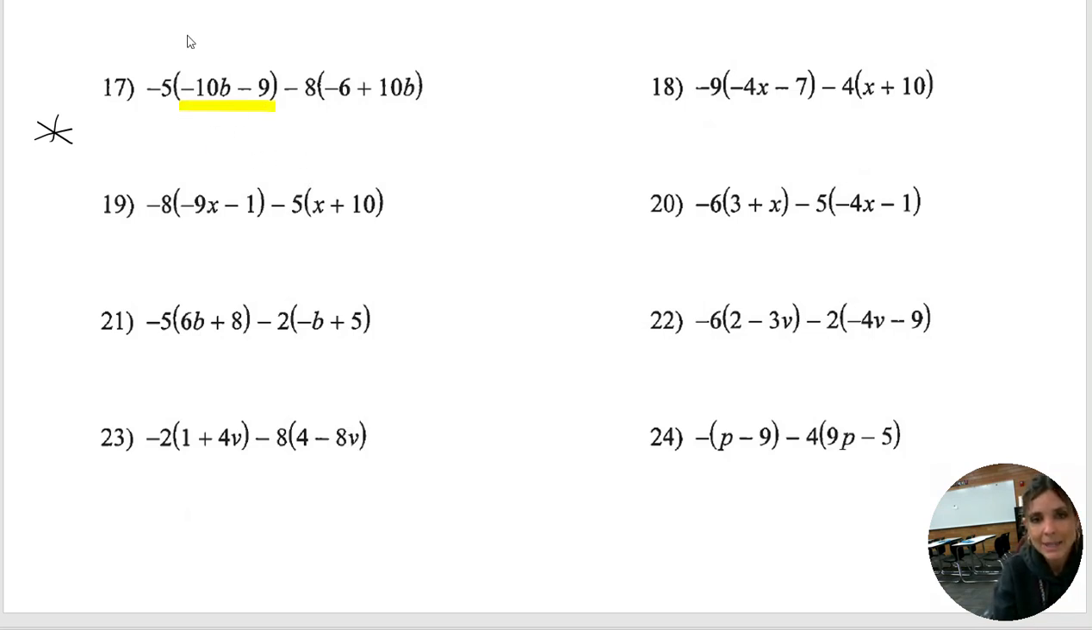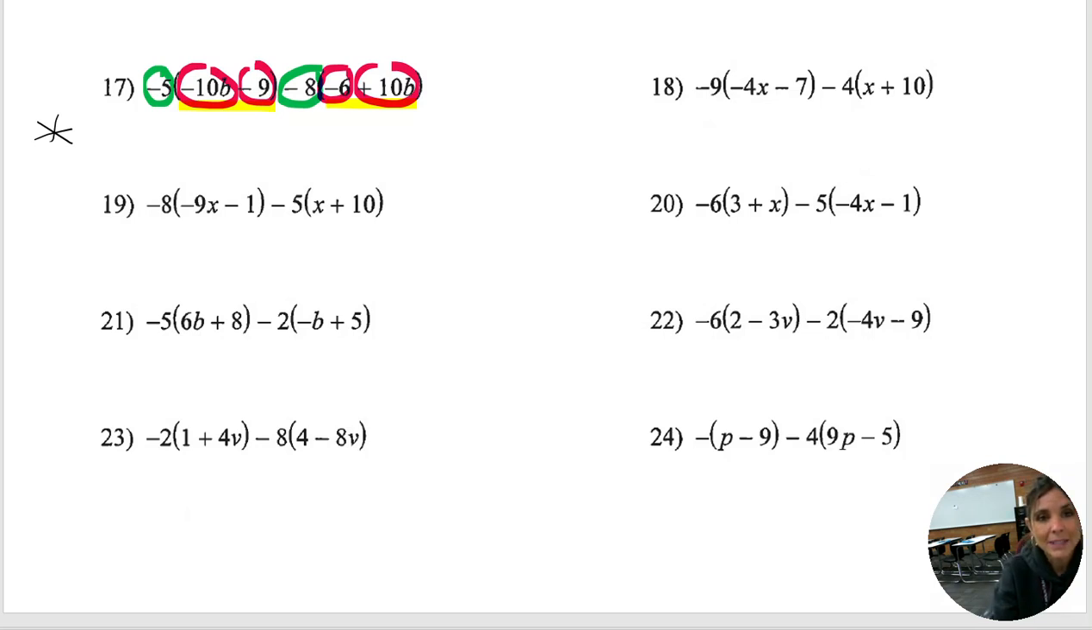So inside this parenthesis, we have a negative 10b, and we have a negative 9, and then right next to that parenthesis, we have a negative 5. Okay. For the other parenthesis, inside the parenthesis, we have a negative 6, we have a positive 10b, and then right next to that parenthesis, we have a negative 8.